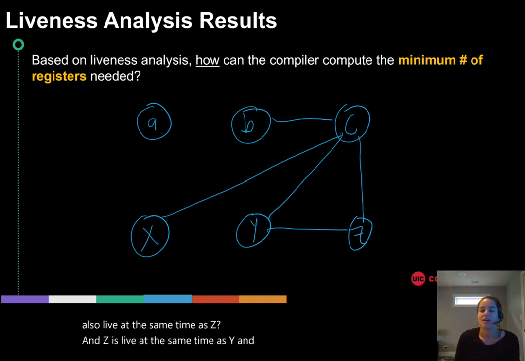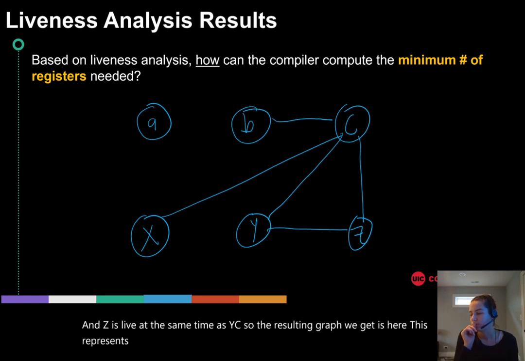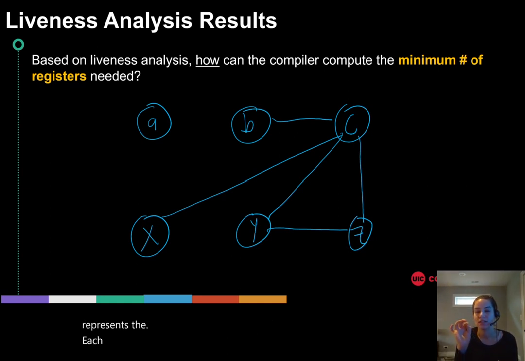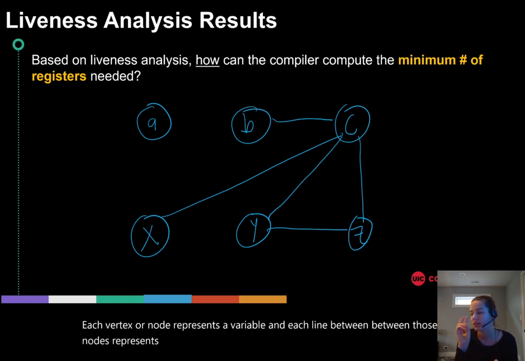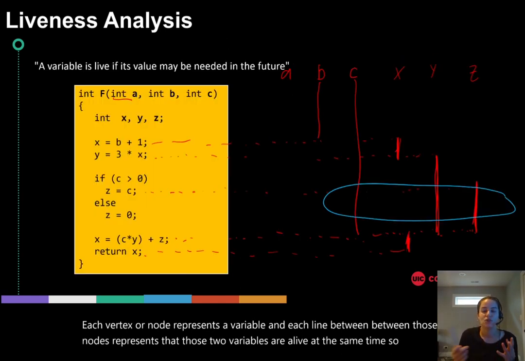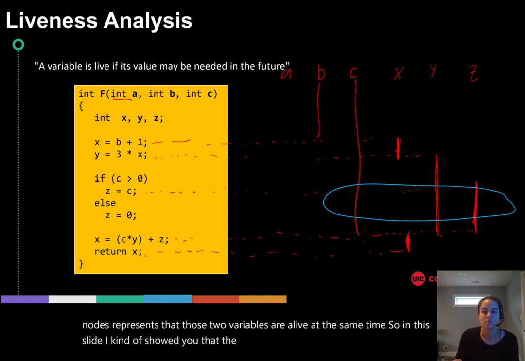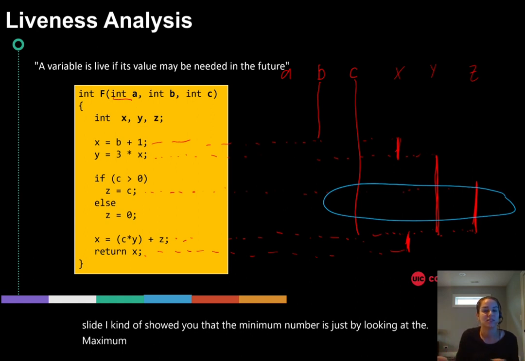So the resulting graph we get is here. This represents the graph: each vertex or node represents a variable, and each line between those nodes represents that those two variables are live at the same time. So in this slide, I kind of showed you that the minimum number is just by looking at the maximum number of variables live at the same time.